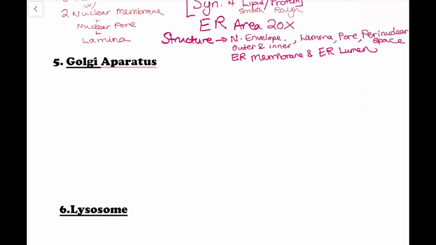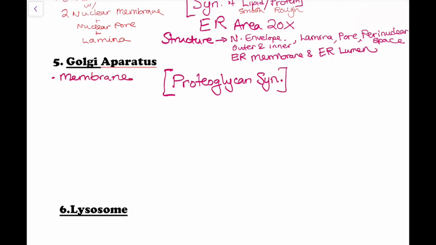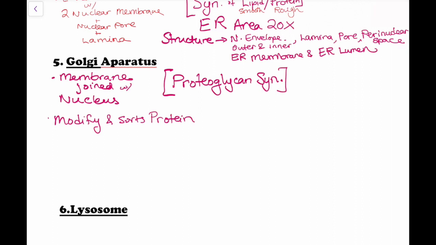Next, we jump into the Golgi apparatus, and the main function of the Golgi apparatus is proteoglycan synthesis. This is also a membranous structure, so it is a single membrane. Then it's joined with the nucleus. So what it does, it modifies and sorts protein for excretion, and lipids. So it's a membrane, it secretes protein.